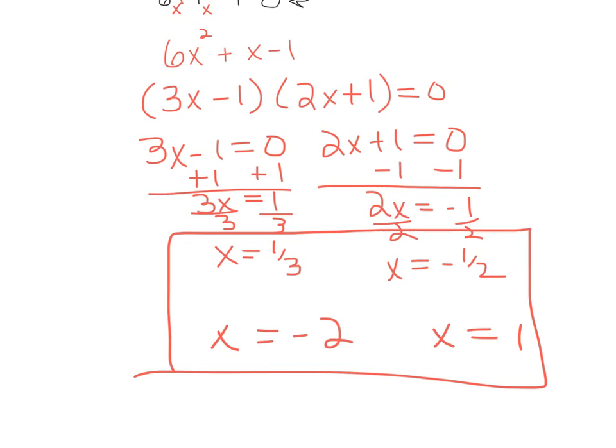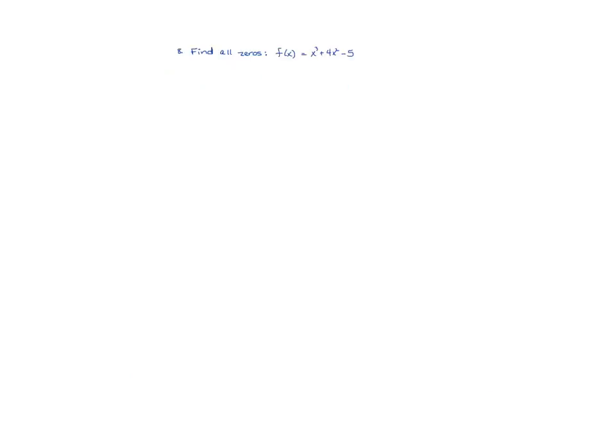Now, keep in mind that original possible list doesn't include radicals. We can have radicals as our 0, and we can also have imaginary zeros. So the next 2 examples are going to cover those. So let's try the next one.